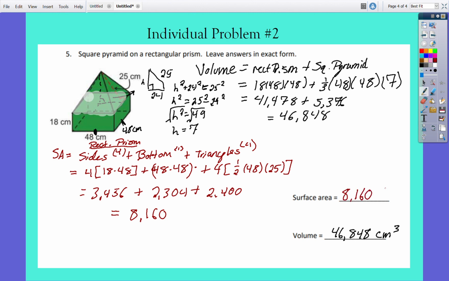8,160. Again, I would definitely suggest writing this first step out where you can map out everything you need and then pick the parts you really need. So definitely list out everything you need to add together. The only thing I'm missing here on my answer is the centimeters cubed.